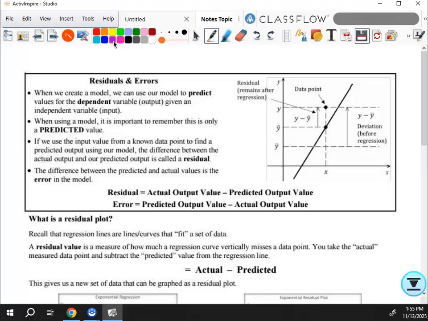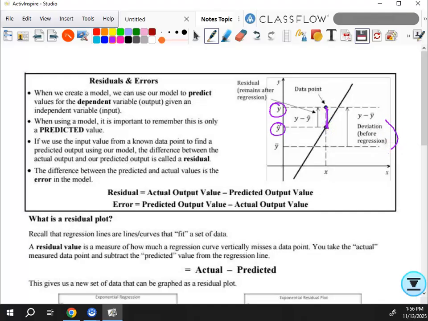So here is your y minus y hat. Your y hat here is your prediction that's on the line. Here's my actual y value right here, right? And so y minus y hat, my actual minus my predicted, is what gives us our residual right there. And then this talks about the deviation.